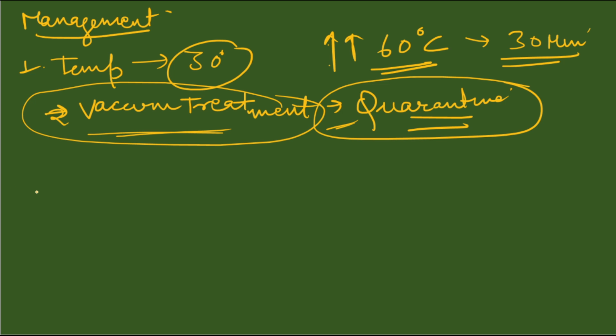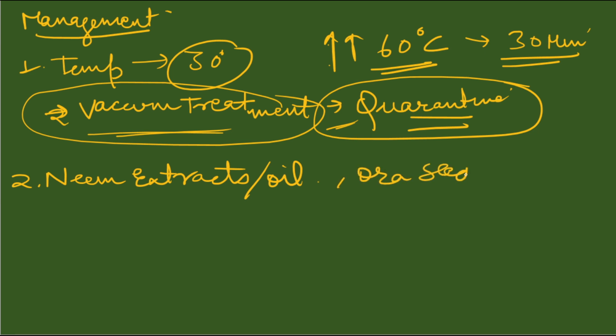Thirdly, some plant extracts are very good for its control, such as neem extract, neem oil, or neem seed powder. When the storage area is treated with neem extract or a seed product, or the bags are treated with neem extract, there are fewer chances that the Khapra beetle will attack that storage. So it can be done.